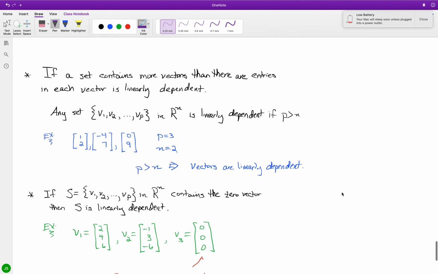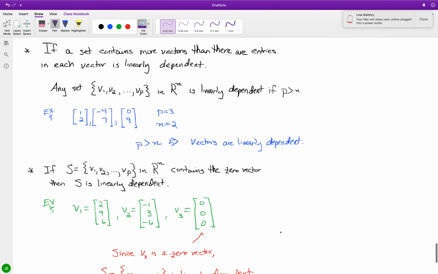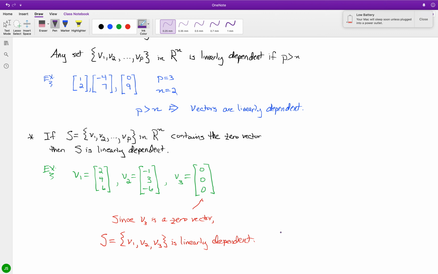Now another item: if you had a set in Rn that contains a zero vector, then you are going to have the set be linearly dependent. So, for instance, v1 is (2, 4, 6), v2 is (negative 1, 3, 6), and v3 is (0, 0, 0). So we have a zero vector, and because there is a zero vector, this set will be linearly dependent.